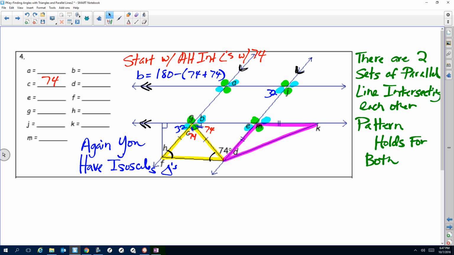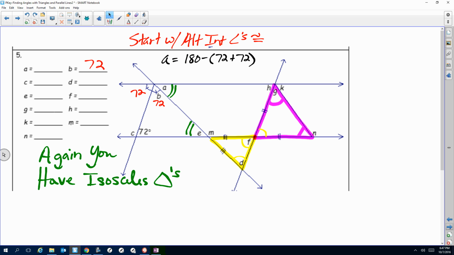I'm not going to go into further detail on this, but if it has the same color, it means it's congruent. If it has 2 different colors, then that means their sum is supplementary, which is 180.